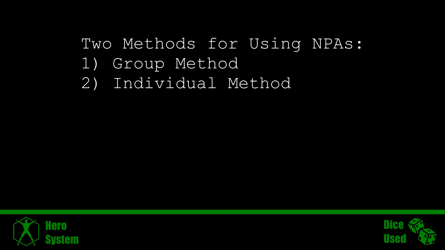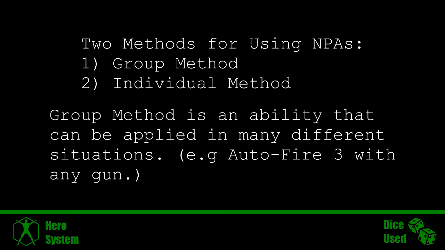Let's start with the rules for using them. There are two methods of using naked power advantages: the group method and the single method. The group method represents a special ability that can be applied in many situations. The book gives the example of a character that can use Auto Fire 3 with any gun. This method could also represent a character's ability to attack anybody in a given area provided they have a big enough weapon by applying Area of Effect in a similar way.